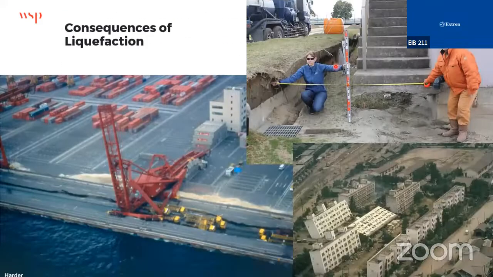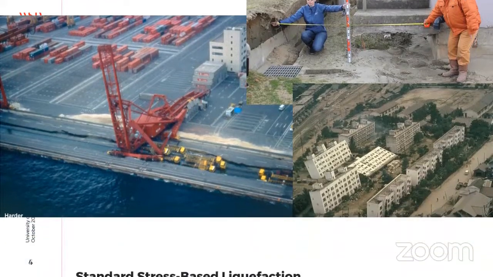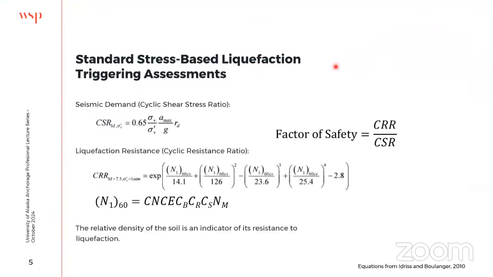All right, so consequences of liquefaction. Here are a few examples of liquefaction, some more recent than others. In the upper right-hand corner is an earthquake with pretty significant settlement due to liquefaction. You've got the Nevada earthquake and a couple others. But really, at the end of the day, we know liquefaction can be bad. We know that we need to design against it. So what is it that we're actually doing?